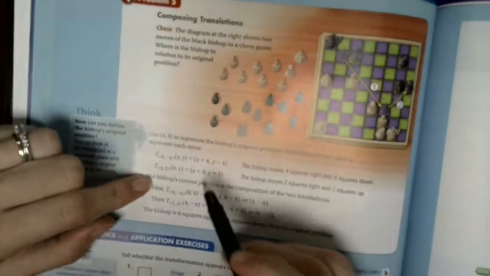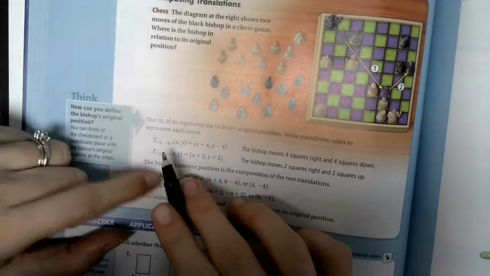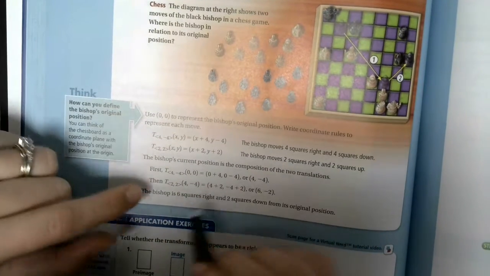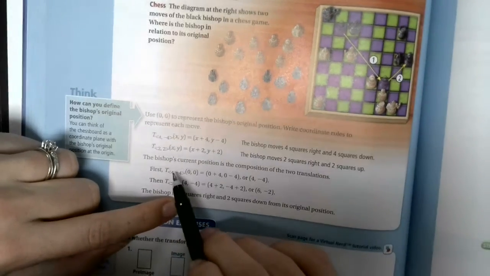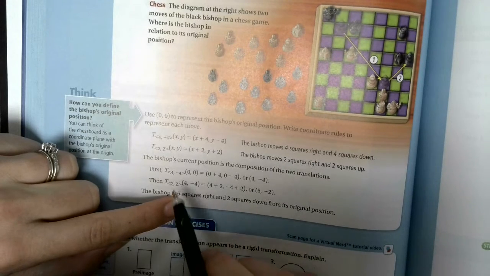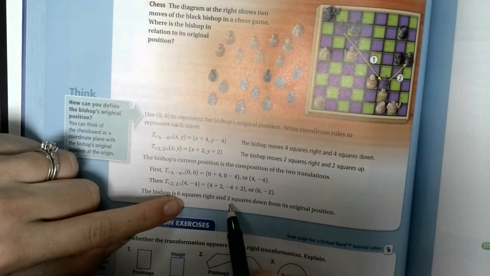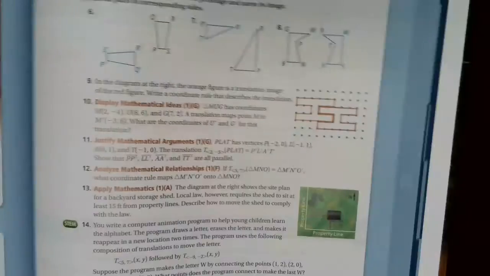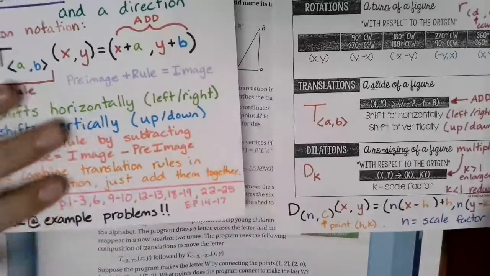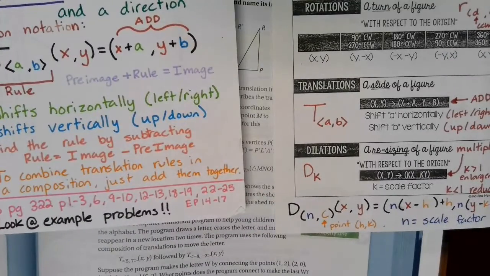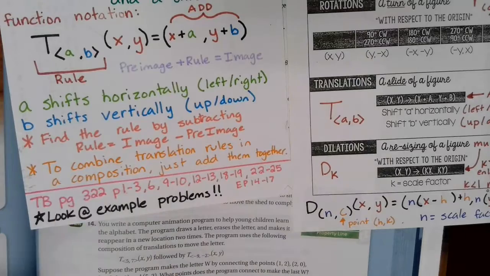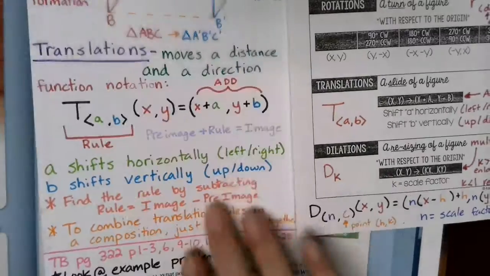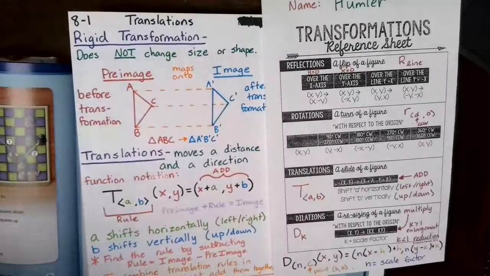And last but certainly not least, just showing you can combine translation rules by just adding them together, okay? So we just combine this. 4 and 2, well, that ends up being 6. -4 and 2 ends up just being 2 down, -2. So that's something to keep in mind. Make sure you're doing the assignment either on Math Excel, the quiz, or these textbook problems. And that is what 8-1 translations is all about.